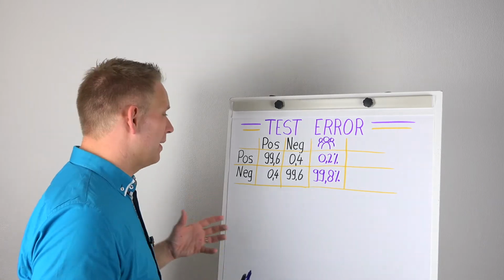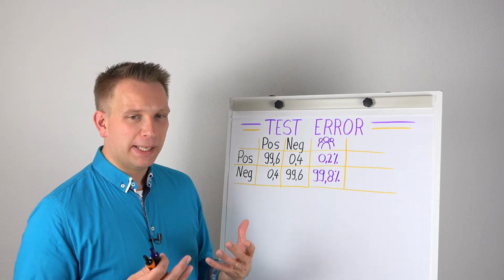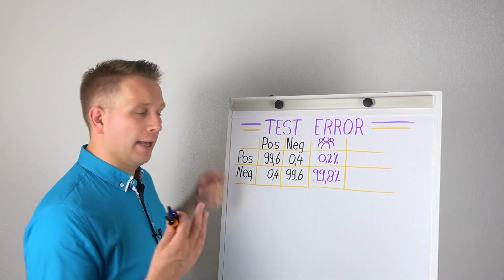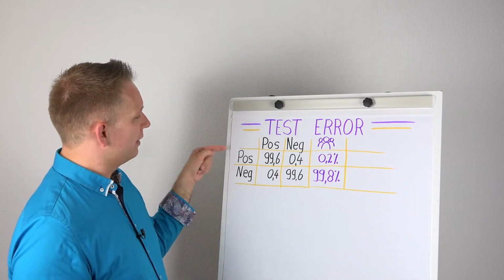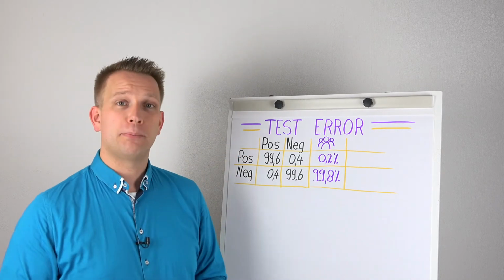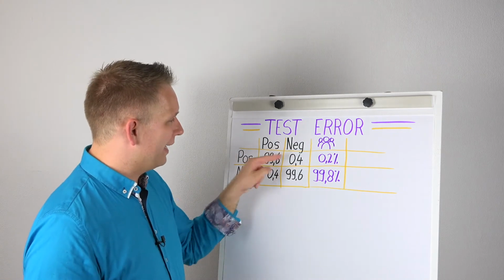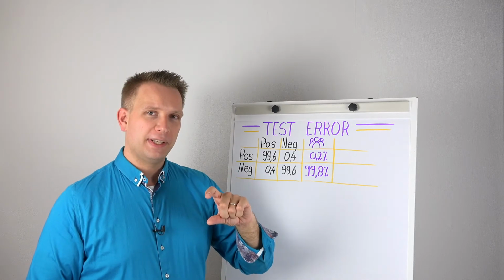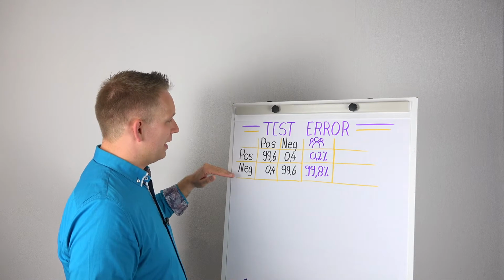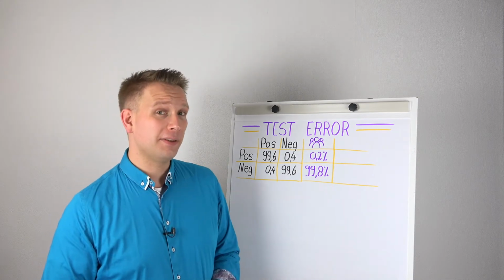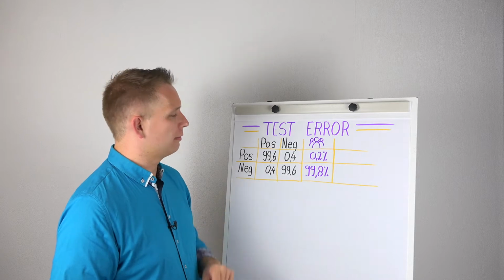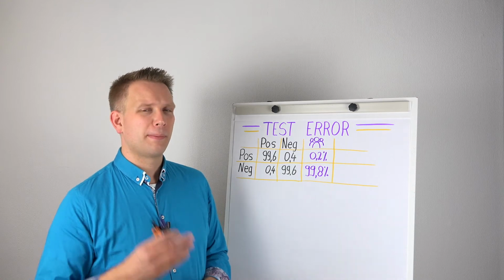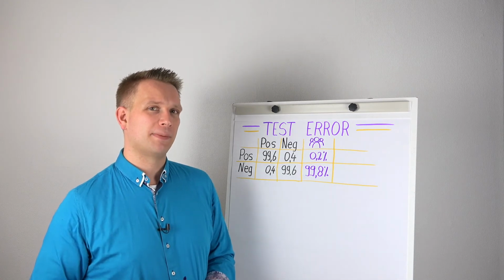Now, what does that mean? Detectability means that when you are really positive and you take a test, then the test will say positive in 99.6% of the cases and will say negative in 0.4% of the cases. Now, the precision of the test, that one says if you were actually negative, the test will say negative in 99.6% of the cases, but it will also say positive in 0.4% of the cases.